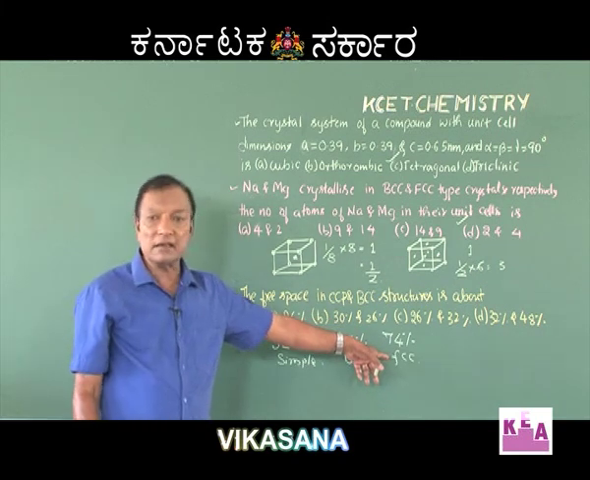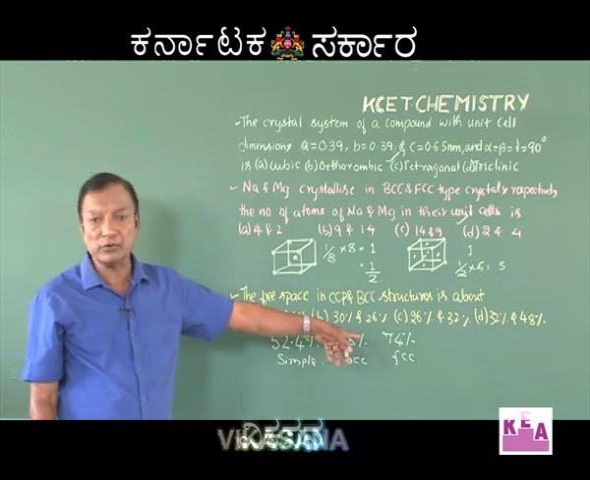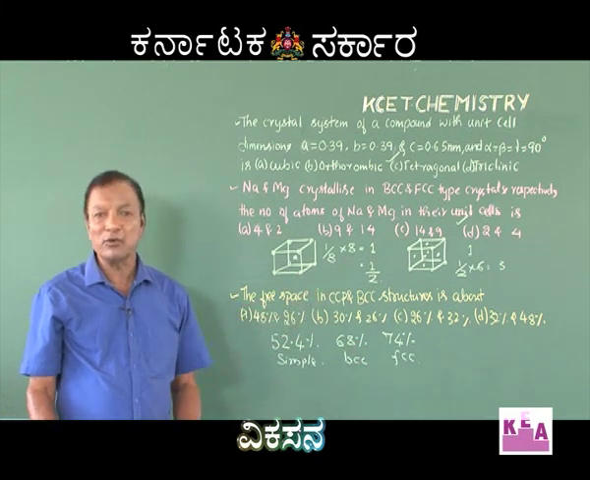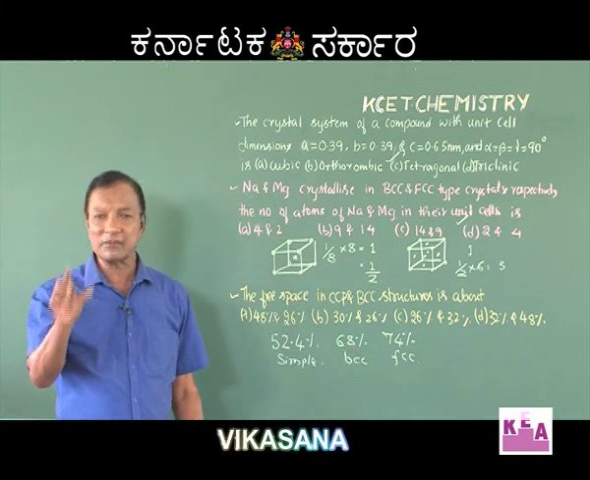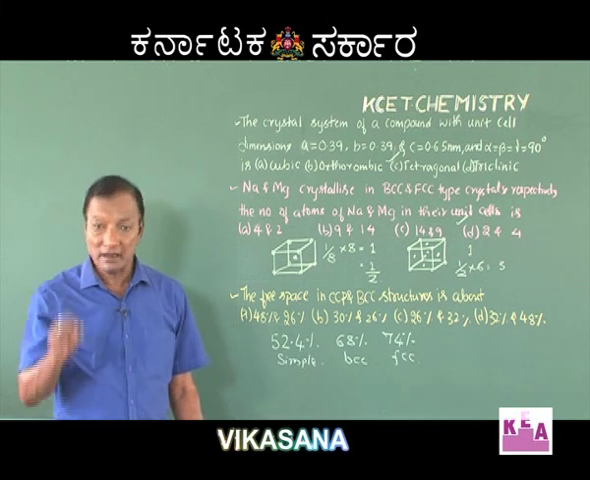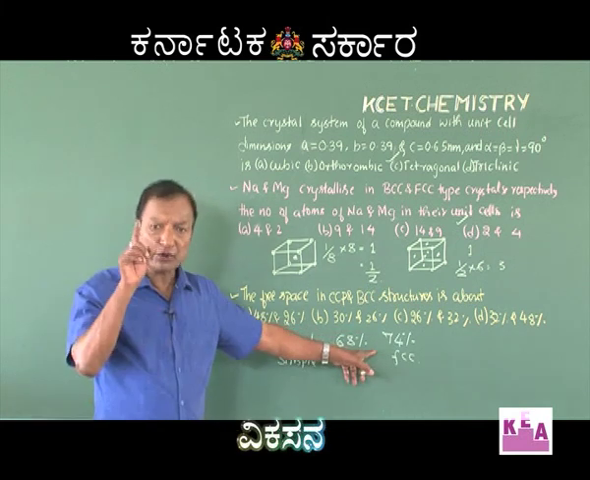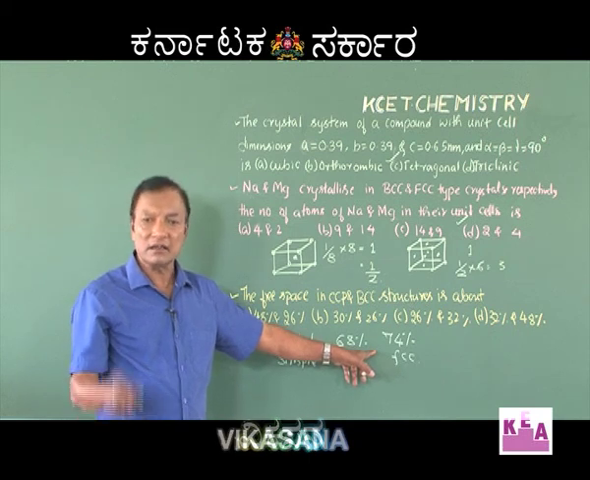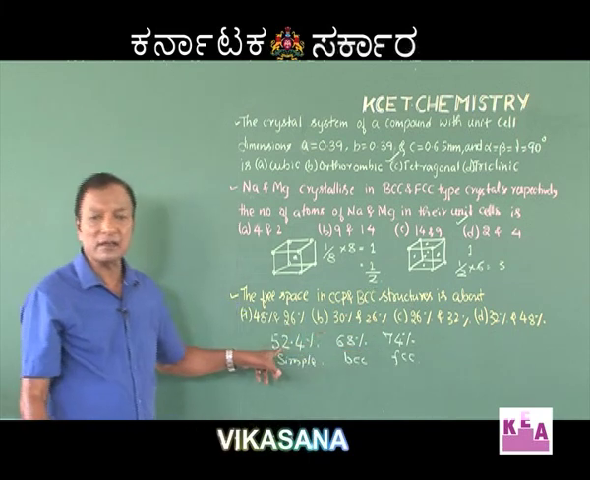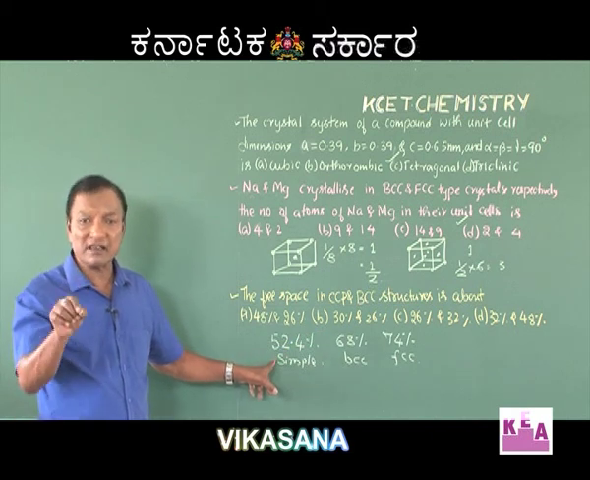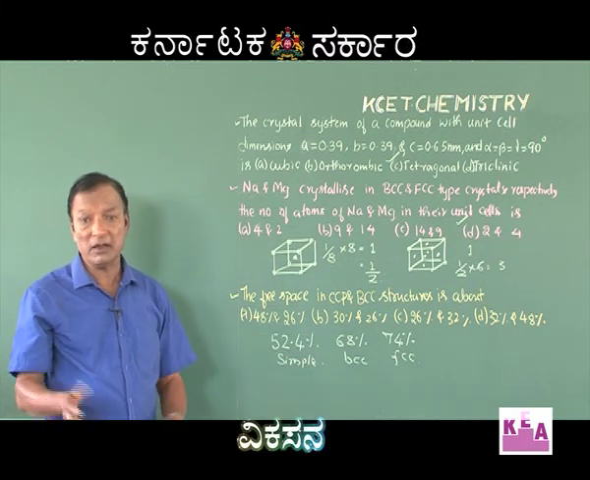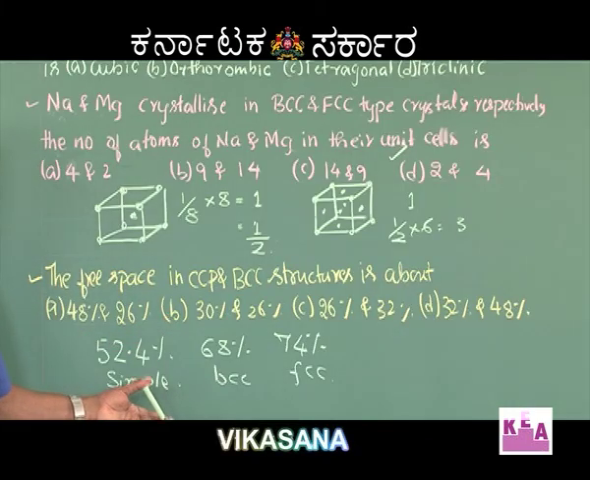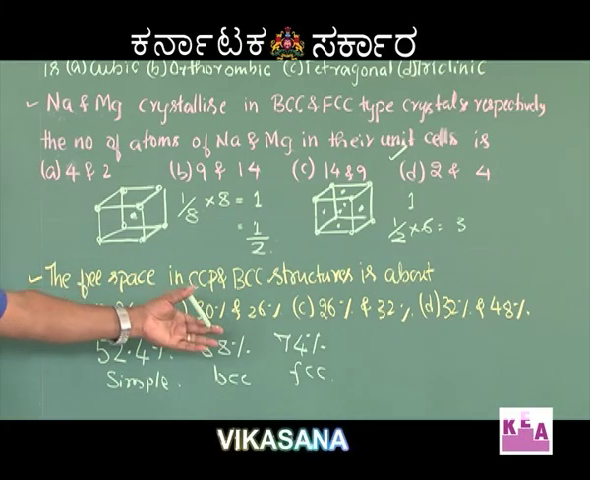In case of the FCC, 74% is used, but indirectly it means that 1/4 of the entire space is empty. Yet, it is the most efficient packing. The face-centered cubic unit cell has the most efficient packing, while the simple cubic unit cell has the least efficiency. In between them, we have the BCC, about 68%. If we know these values, then there is no problem in going through this question.